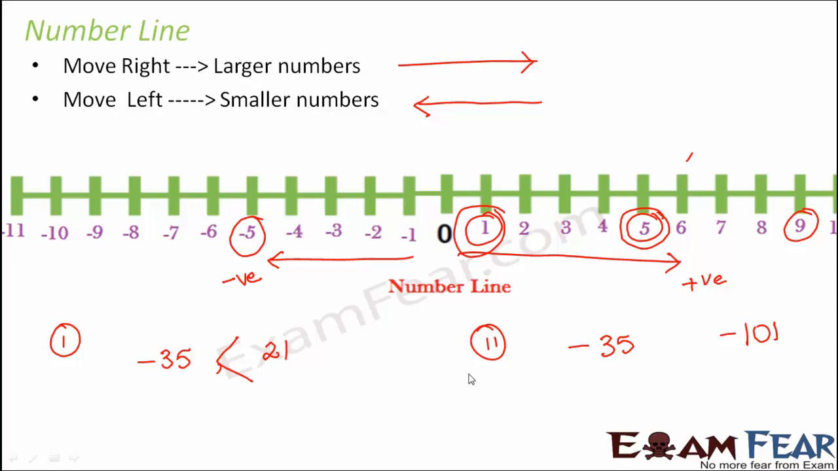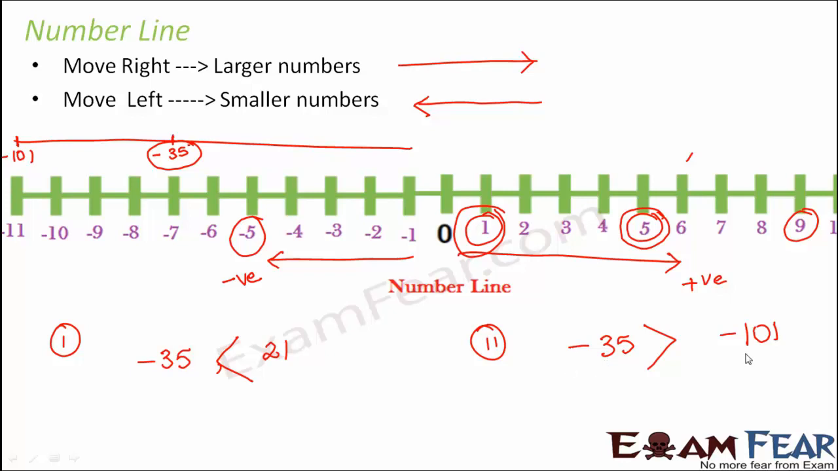But when you consider the negative numbers, -35 will come first. If this is your number line, and you have -35 somewhere here, then -101 will come somewhere here. So basically you see that -35 is located towards the right of -101. Therefore -35 is bigger. So the simple tip that we need to remember is, if you need to compare two negative numbers, the number which is smaller in value will overall be a bigger number.